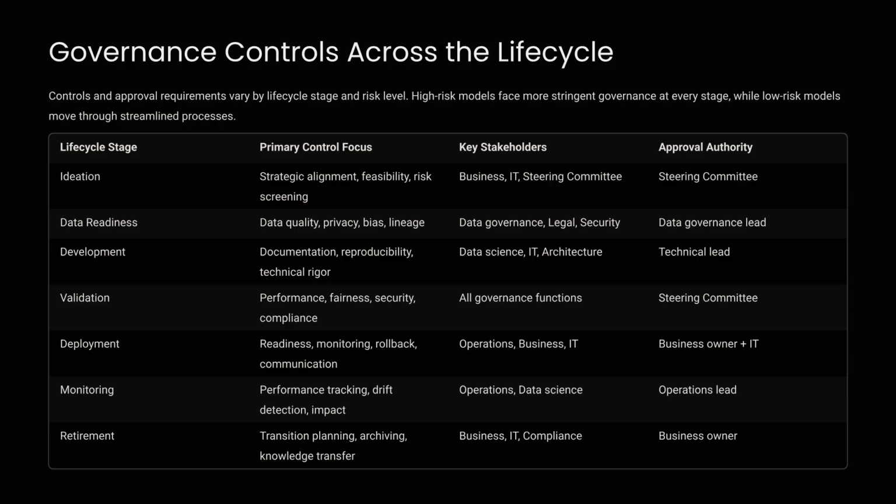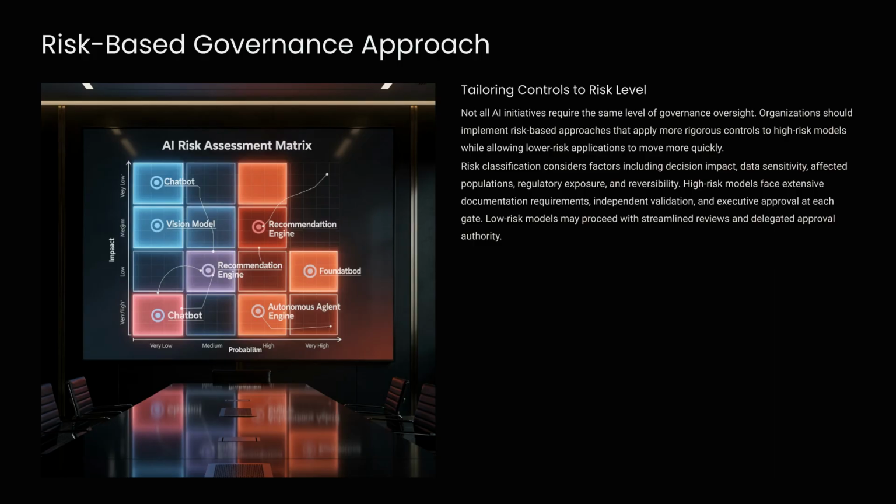Governance controls vary across the lifecycle. For example, ideation focuses on strategic alignment and is approved by the steering committee, while data readiness is managed by the data governance lead, focusing on privacy and quality. A risk-based governance approach tailors controls to the risk level. High-risk models require extensive documentation and executive approval, while low-risk applications use streamlined, delegated processes.